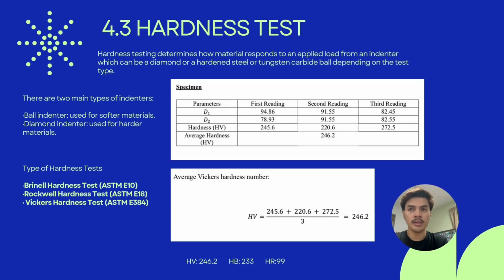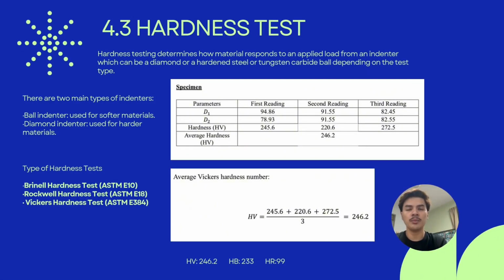The third one is the hardness test. Hardness testing determines how a material responds to an applied load from an indenter, which can be a diamond, hardened steel, or tungsten carbide ball, depending on the test type. There are two main types of indenters: the ball indenter, which is used for softer materials, and the diamond indenter, used for hardened materials. There are three types of hardness test: Brinell, Rockwell, and Vickers.